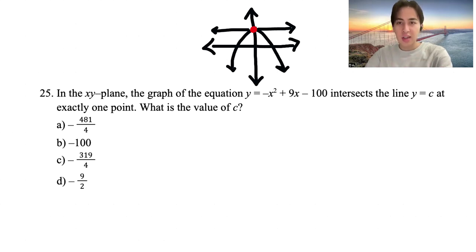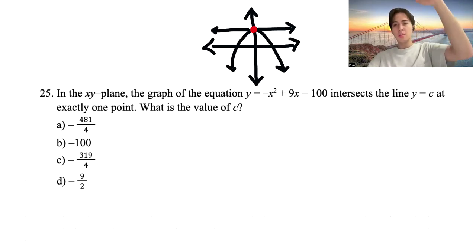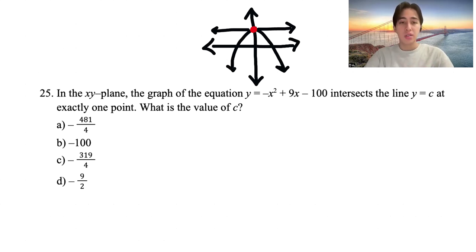If the y equals c line was a little bit higher, then it won't intersect at all. But if it was a little bit lower, it will intersect at 2 points instead of just one. The only place where it intersects at 1 point is the vertex, and that is the maximum value of a negative parabola. So we have to find what this value is right here.